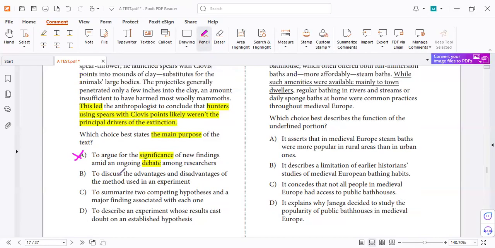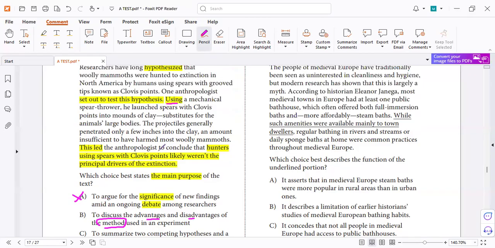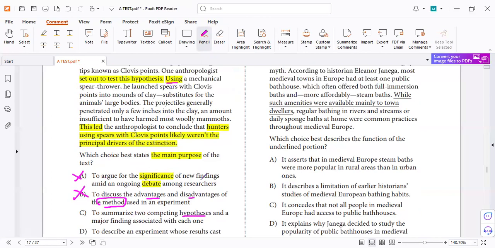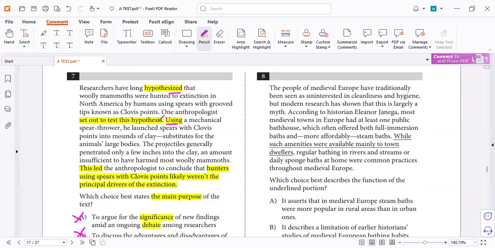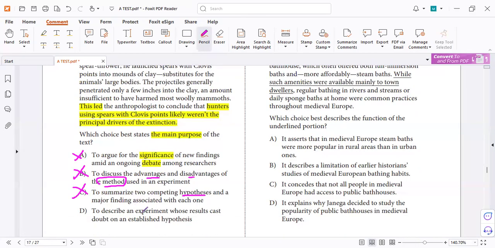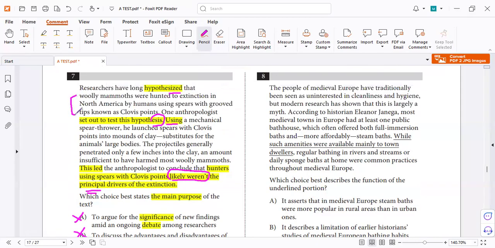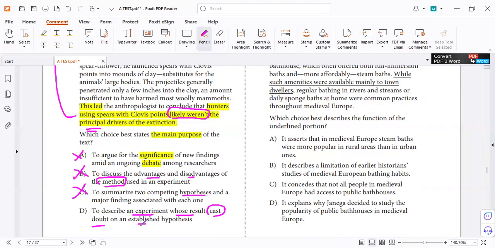Is all the text about discussing advantages and disadvantages of the method? Of course not. He mentions the method only in the use, but not all the text about advantages and disadvantages. So it's wrong. Is it all about summarizing two competing hypotheses? Look, hypothesized. He said only one. Something not mentioned. Look, describe an experiment, yes. And the results cast doubt. What is the result? He said here, hunters using spears with Clovis points likely were not the principal. That means he proved something else. Feel it? This is the point. They wanted to confirm it, so they found something opposite. That means they cast doubt on an established belief at the beginning.